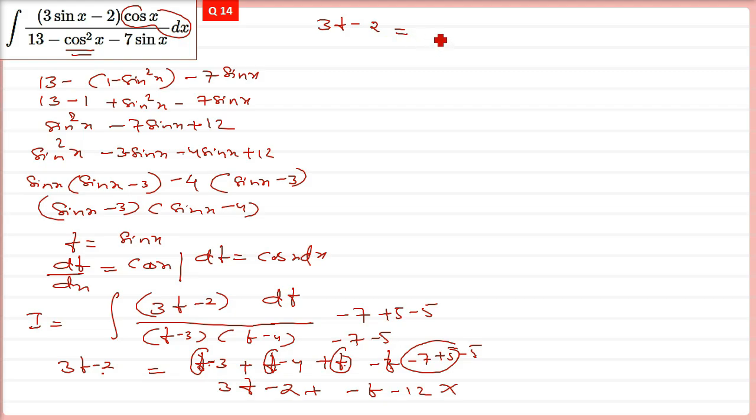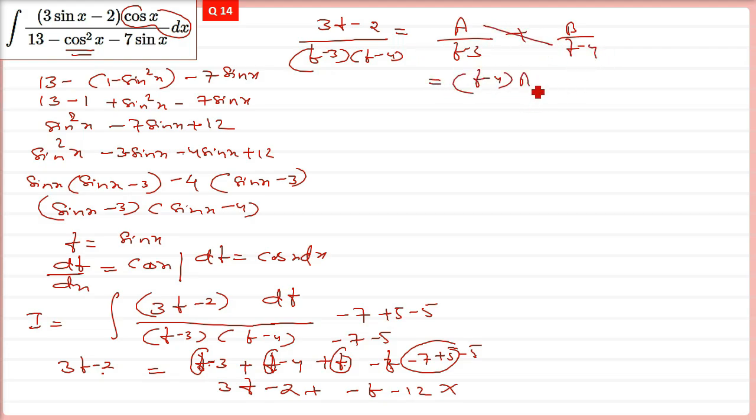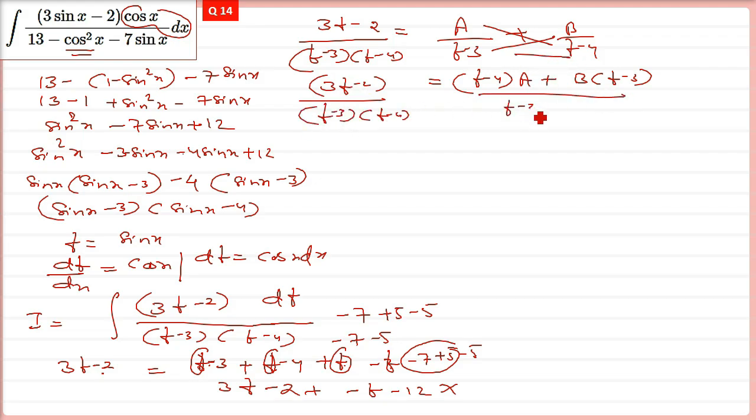3t minus 2, we need to separate into t minus 3 and t minus 4 separately. So 3t minus 2 by t minus 3 into t minus 4 can be written as a by t minus 3 plus b by t minus 4. You can always do that. So just take the LCM: a into t minus 4 plus b into t minus 3. The denominator will be t minus 3 into t minus 4 on the left, and the denominator on the right-hand side will also be t minus 3 into t minus 4.